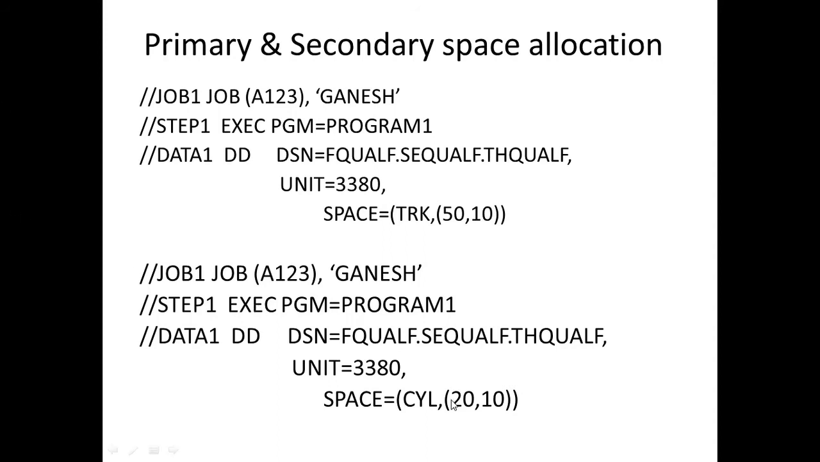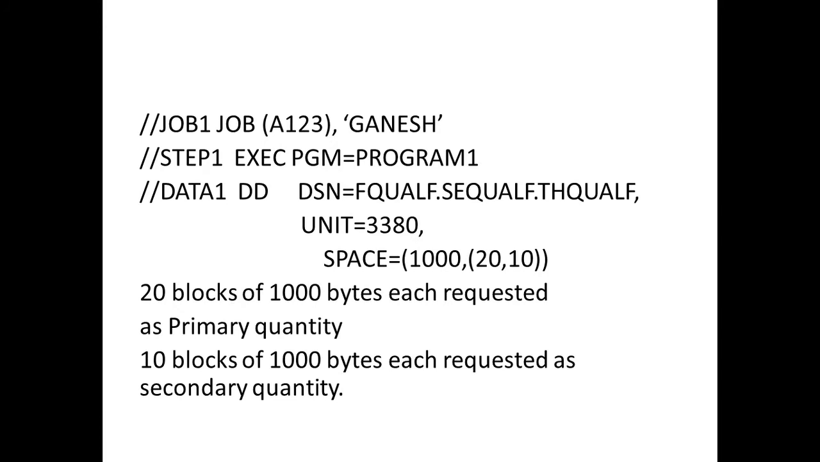And here in this example, 20 cylinders primary quantity will be requested and 10 cylinders of secondary quantity will be requested for this data set. And this is an example where 20 blocks of 1000 bytes is requested for primary quantity and 10 blocks of 1000 bytes is requested for secondary quantity.